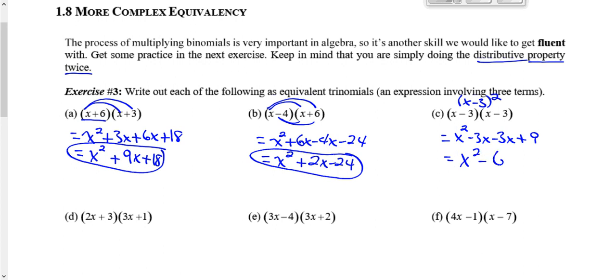Minus 6x. Okay? The reason I bring that up is because a lot of times you kids will see this x minus 3 squared, and you'll write it as x squared minus 9. And I'll lose my mind. Because what is it really? x squared minus 6x plus 9. Okay? All right.